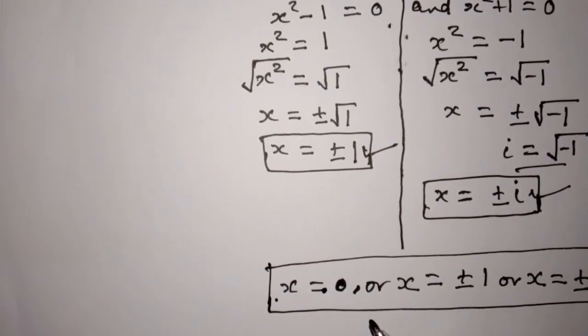So our answers here are x is equal to 0, x is equal to plus minus 1, x is equal to plus minus i.